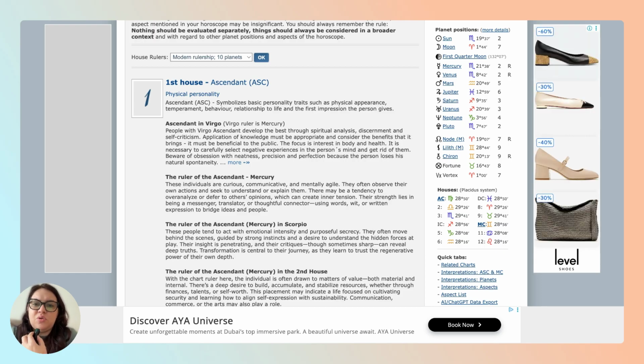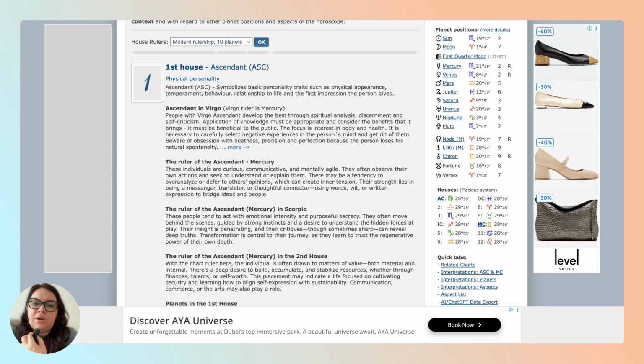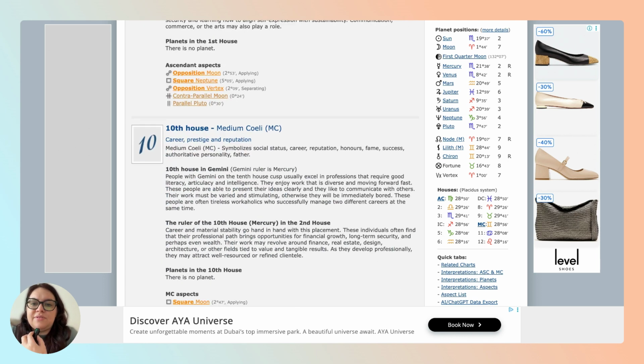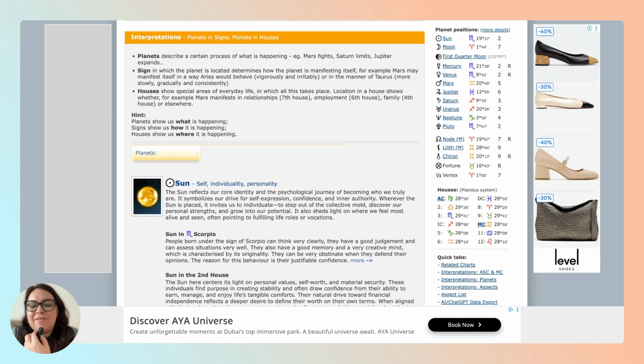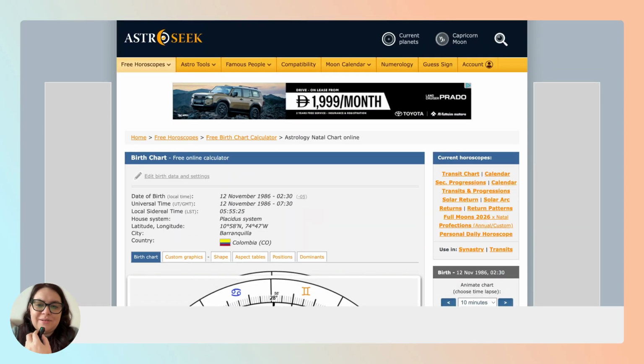It explains what an ascendant in Virgo is. Then it will tell you that the ruler of Virgo is Mercury. Then the 10th house is in Gemini, and what are the meanings of this? So you can have a basic interpretation of your birth chart using this website.